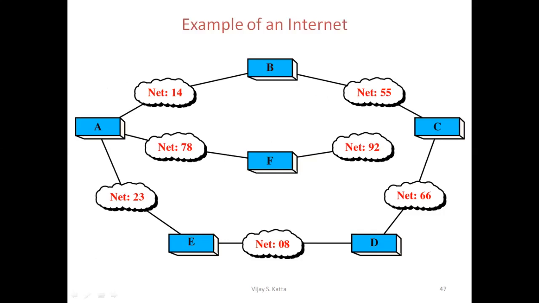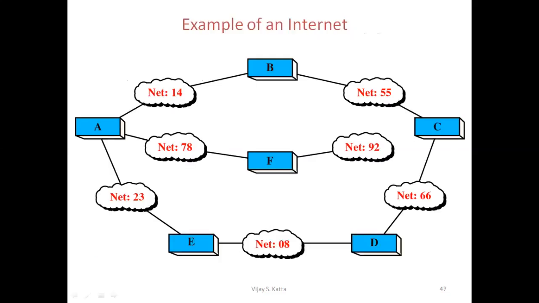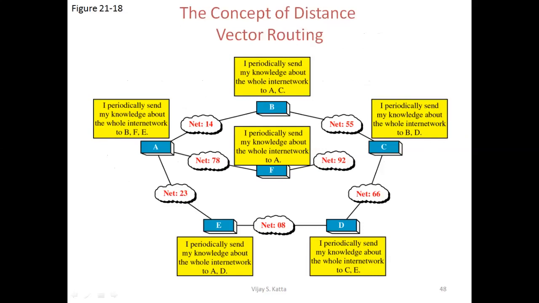Now next, according to the concept we discussed, in the distance vector routing algorithm we will try to update the routing tables here. Because it is a distance vector routing algorithm, A will share its knowledge with its neighbors, that is B, F and E. Now F will interchange its information only with A because it is only connected to router A, while B will share its routing table with A and C.